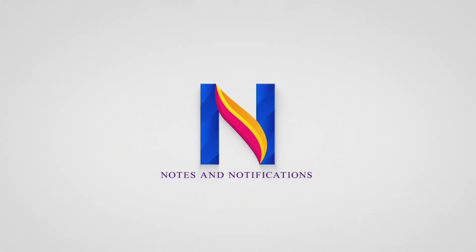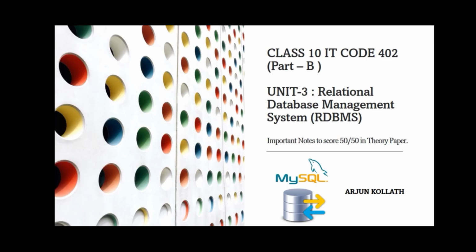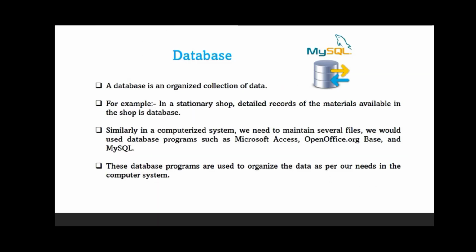Here we are going to discuss the chapter Relational Database Management System (RDBMS). This is the third unit of part B. First we are going to discuss database. Database means a collection of data, or an organized collection of data.